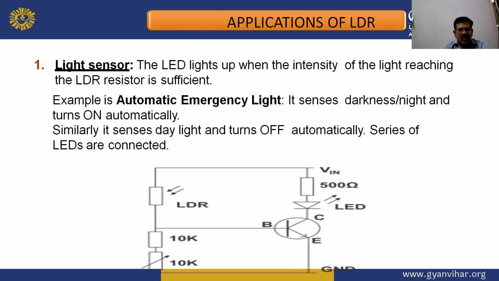An example is an automatic emergency light. It senses darkness or night and turns on automatically. Similarly, it senses daylight and turns off automatically. A series of LEDs are connected. So this is one application of the LDR light sensor, generally used in street lights for sensing day and night light. It automatically senses the darkness at night and turns on, and similarly senses daylight and turns off. So this is the light sensor used in street lights or road lights.